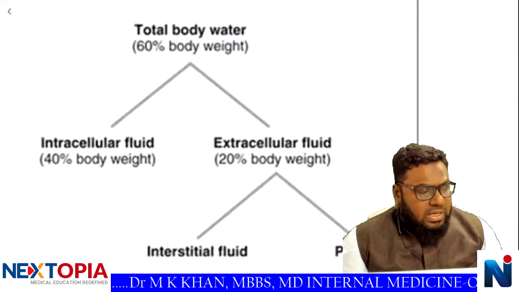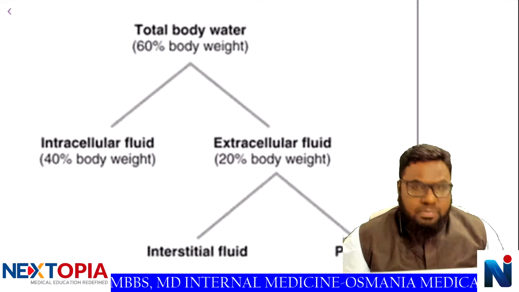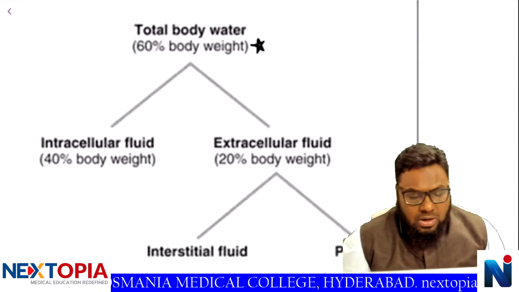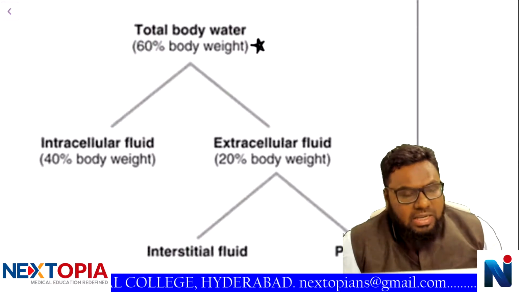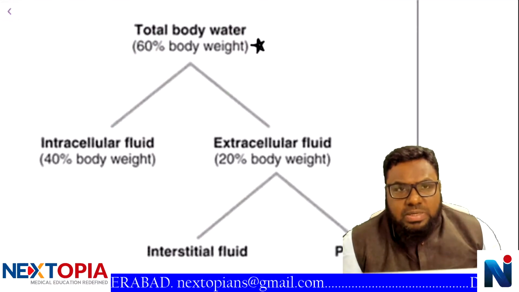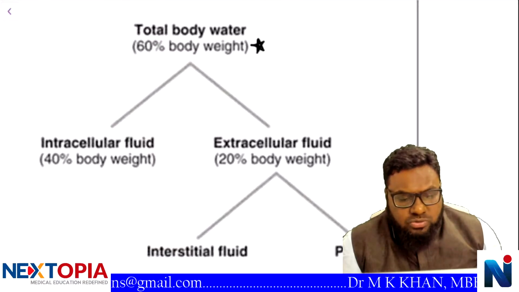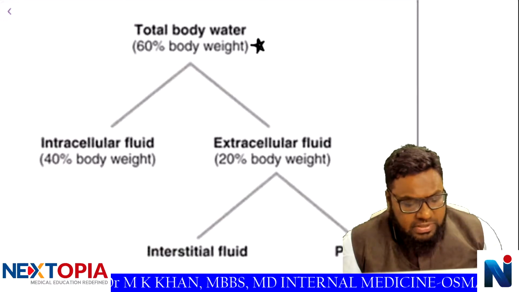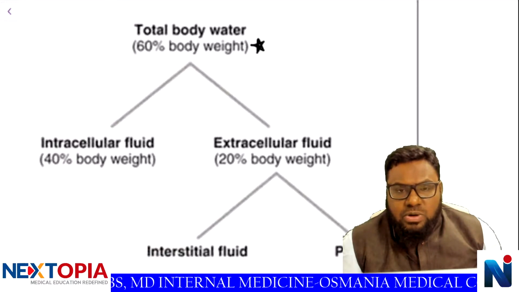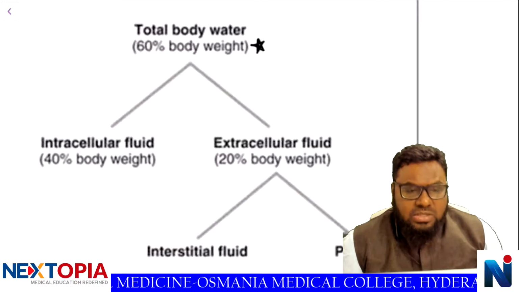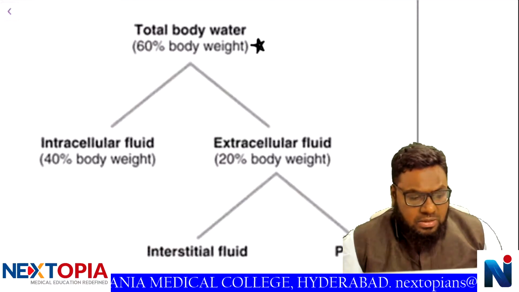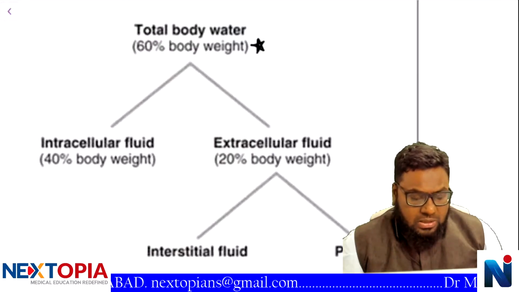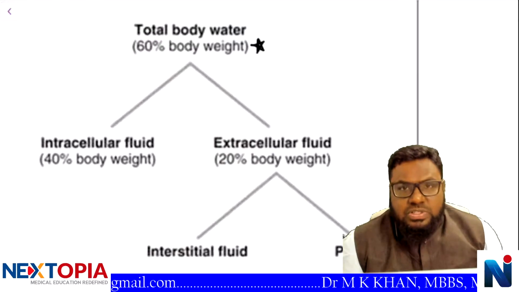The total body water is around 60% of the body weight. This is how you calculate the total body water. If a person comes with edema, with pleural effusion, or with accumulation of fluid somewhere in the body, you should be able to understand in which compartment this water has accumulated, and thus give accordingly the treatment and relieve him from that kind of water accumulation. To understand this, we need to understand the physiology of total body water.